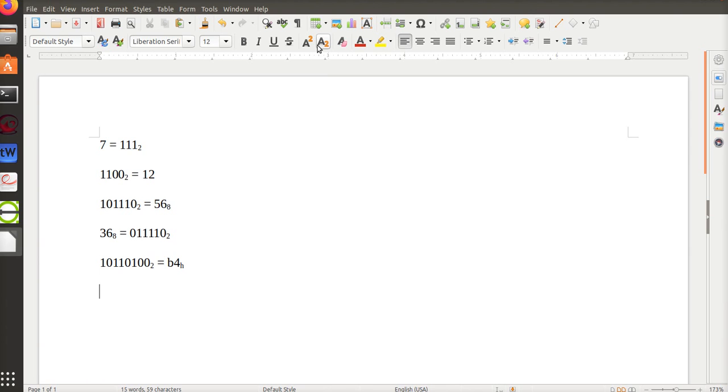Get rid of the subscript. BE subscript H equals 1 0 1 1. I'm cheating because I'm looking up here. 1 1 1 0, and gotta have the base 2. So that's number conversions.